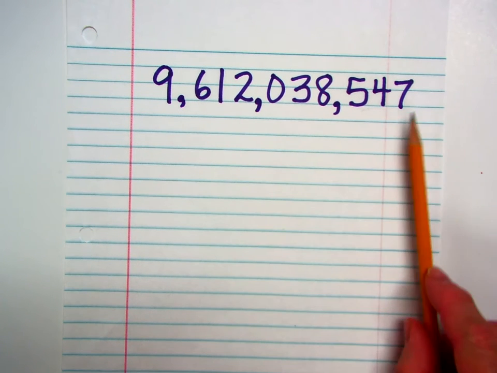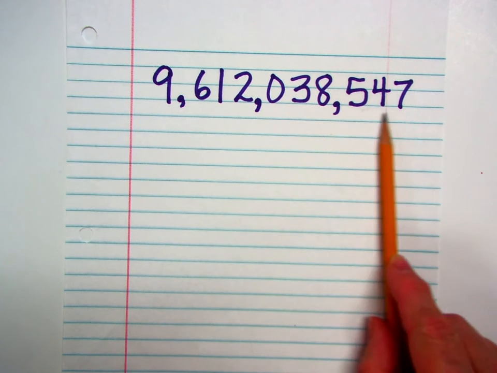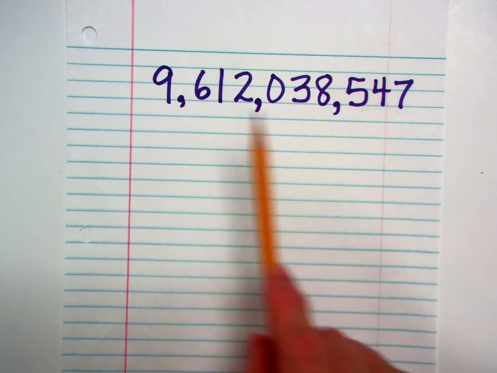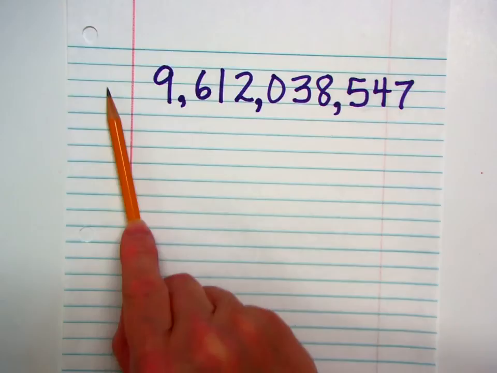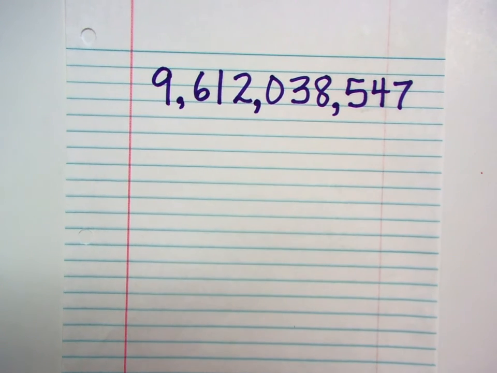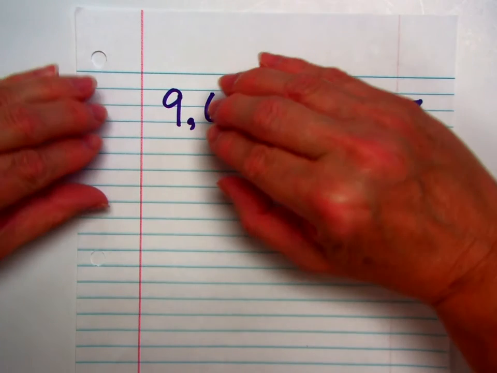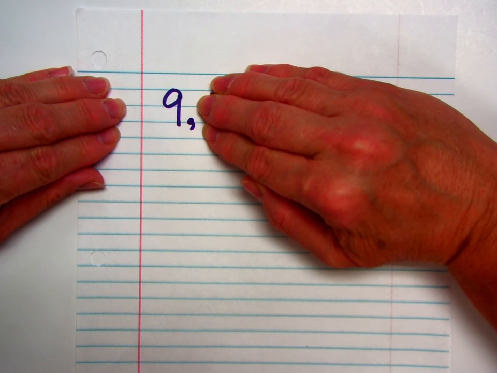Remember, the first thing you need to know is what each of these periods is called. This is the ones period, this is the thousands period, this is the millions period, and today I've added a billions period. So to read this number out loud, what we do is take each period by itself and read that number as if that's the whole thing. And then we say the comma word, which is the name of the period.